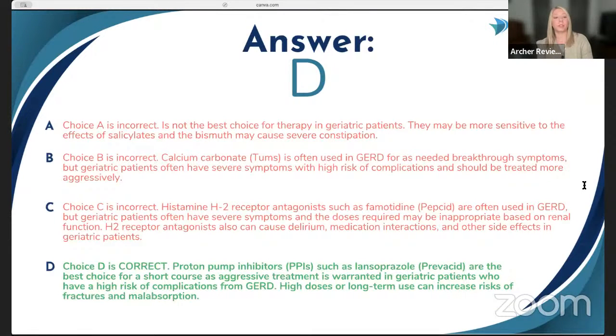So choice A is incorrect. We're not going to do salicylates in elderly patients because it can cause severe constipation. Choice B is also incorrect. Tums are great for breakthrough symptoms of GERD like heartburn, but really it doesn't treat the problem. It's more of just a band-aid. Choice C, an H2 receptor agonist, is an awesome alternative to treat GERD, but not with elderly patients. Remember, it can cause delirium, medication interactions, and even renal clearance can be compromised. So we want to be cautious of H2 receptors in our elderly patients.